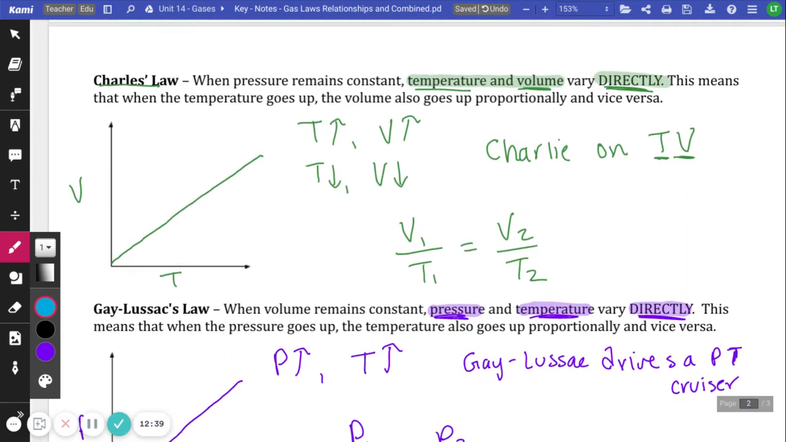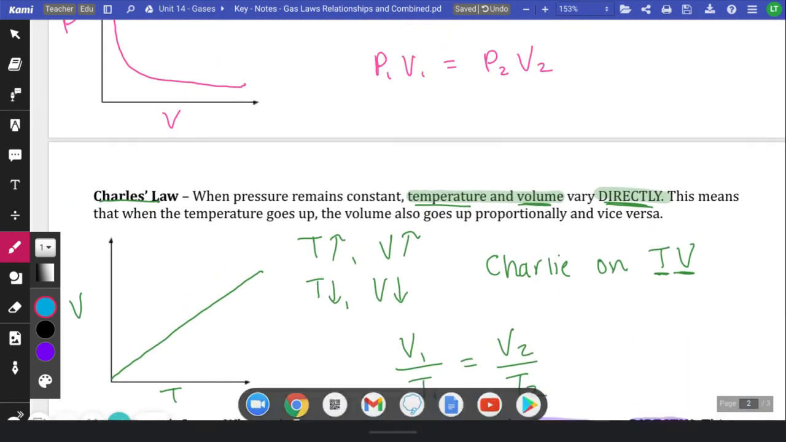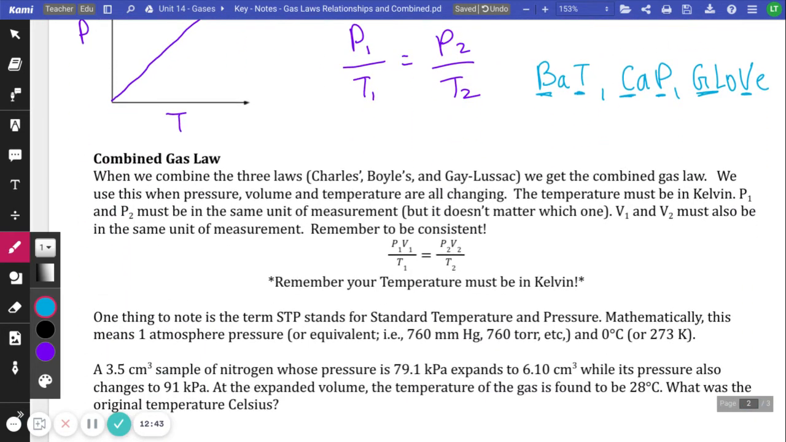Now, I've given you equations for all of these, but we really haven't used them for anything. And that's because we are going to use the combined gas law, which basically takes Boyle's, Charles's, and Gay-Lussac's and just pushes them all together. And there we get the combined gas law.